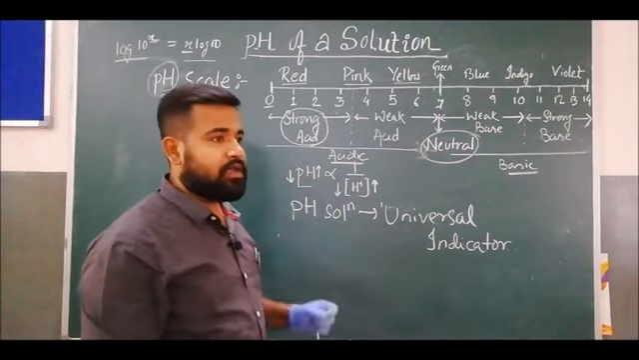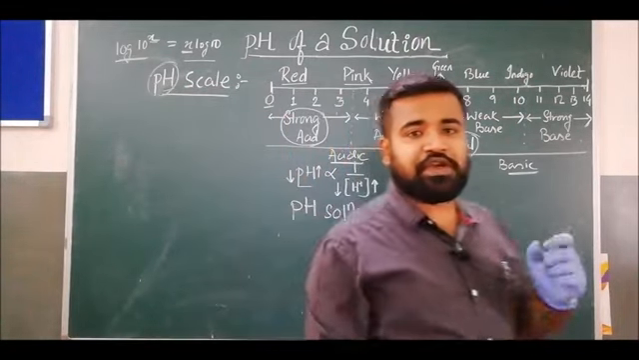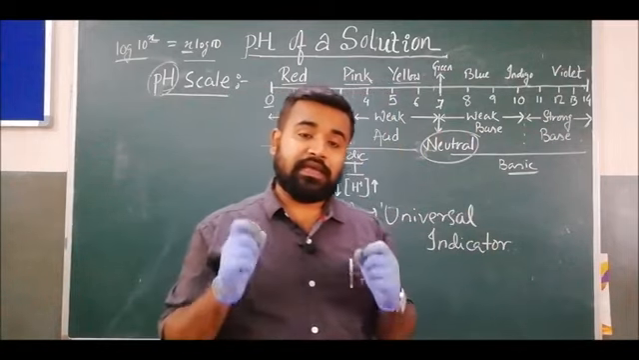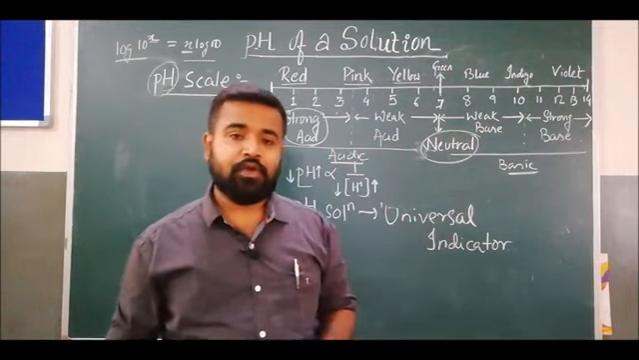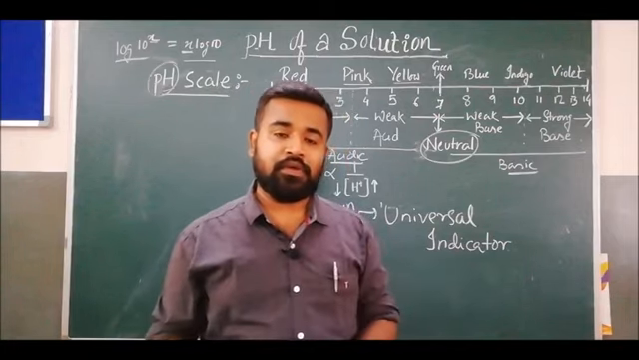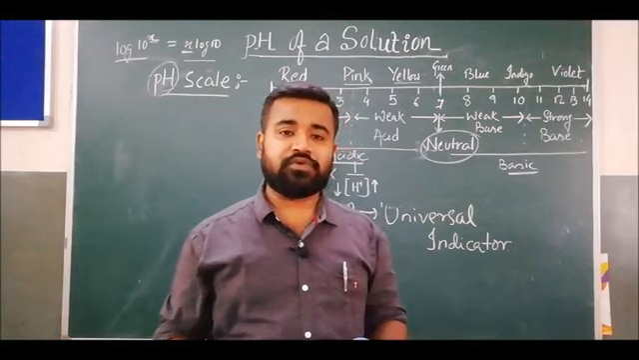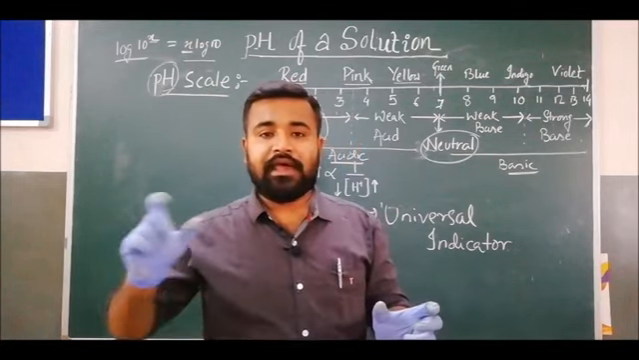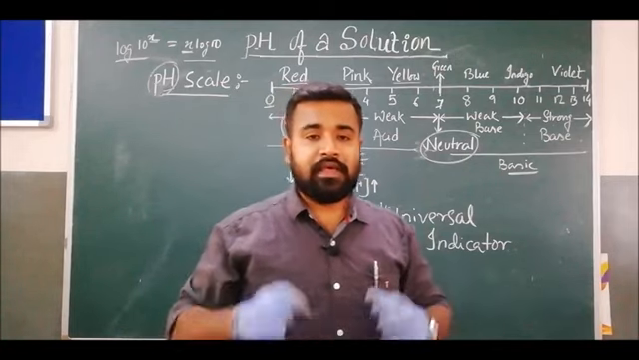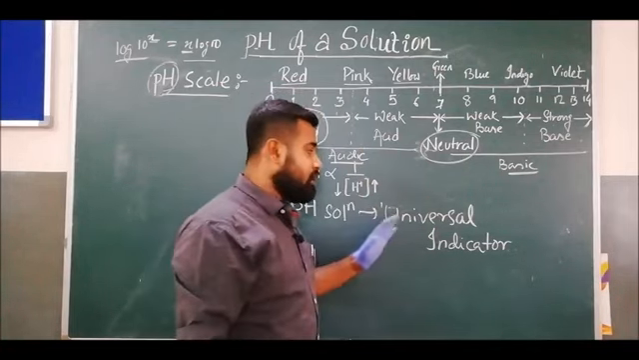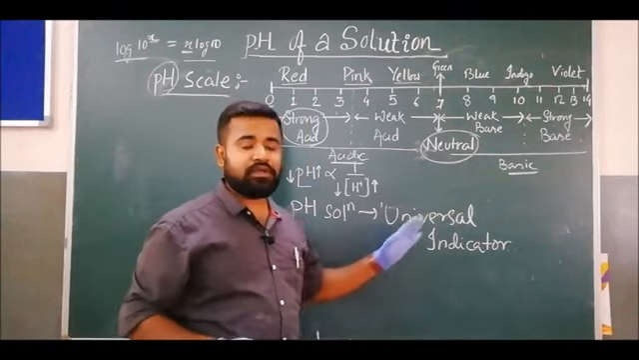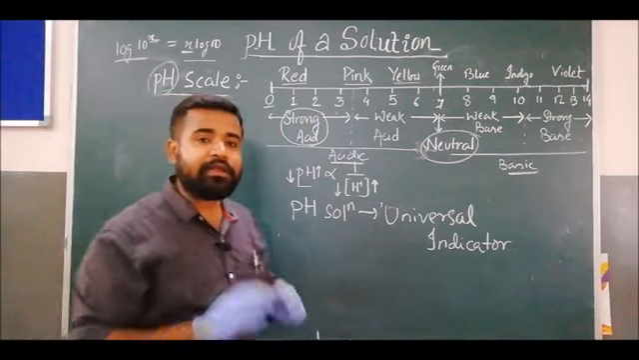Clear? So in this way, by the change in color of the pH paper or the pH solution, we can find out the exact strength of acid. We can distinguish between strong and weak acid, strong and weak base, as well as between acidic, neutral and basic solution. That's why the pH solution is called the universal indicator.